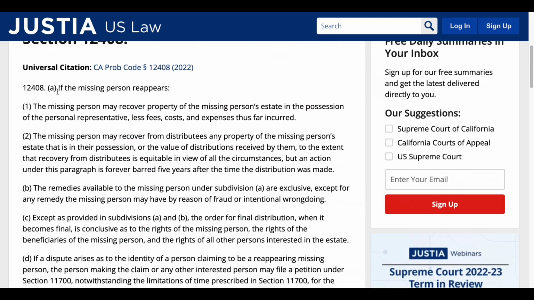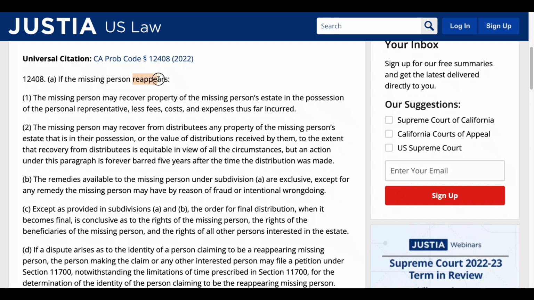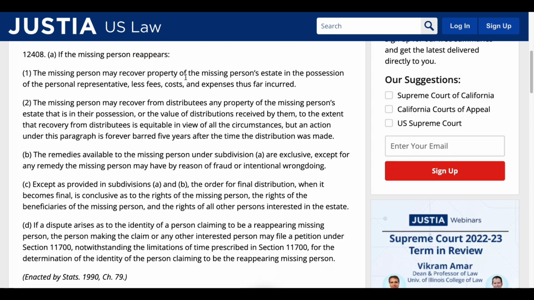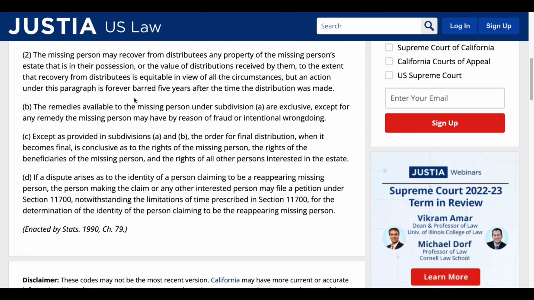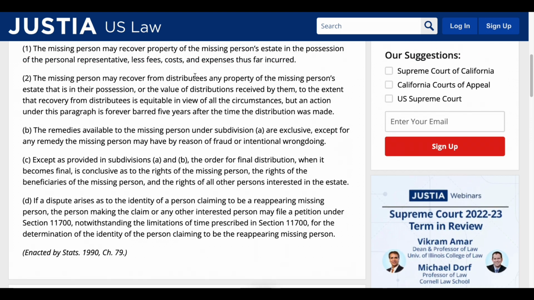If the missing person reappears, the missing person may recover property of the missing person's estate in the possession of the person's representative, less fees, costs, and expenses thus far incurred. Say the missing person may recover property of the missing person's estate in the possession of the personal representative that was appointed to administer your estate. You can recover that from the personal representative. The missing person may recover from distributees. If something was distributed out to other people who made claims against your estate, you can recover that.